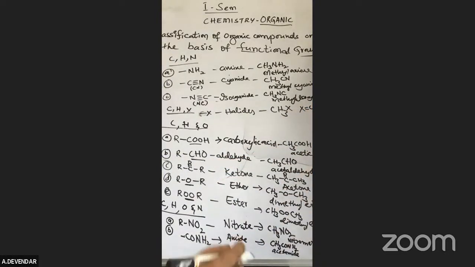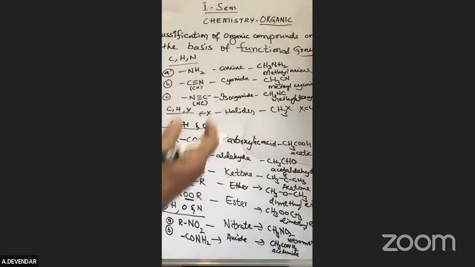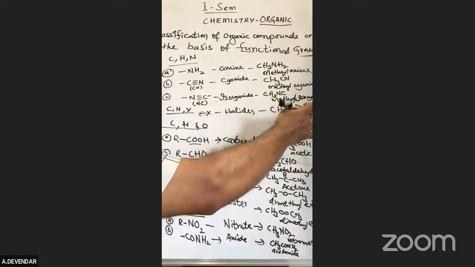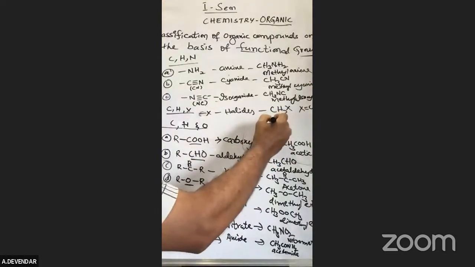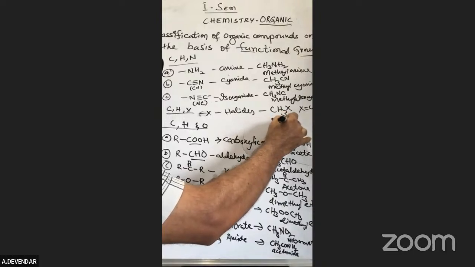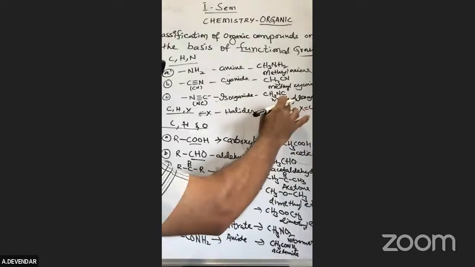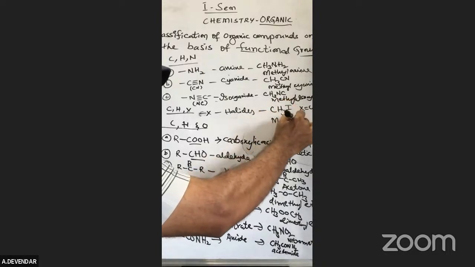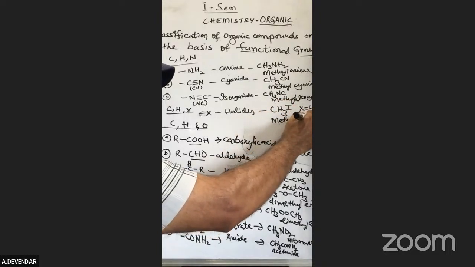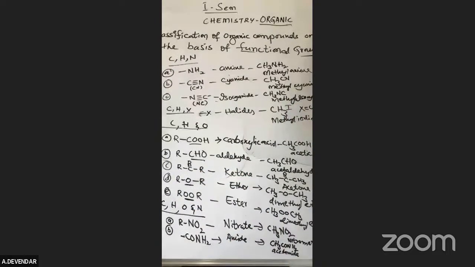Why? Because fluorine is a very small atom and the reaction is very fast; the rate-determining step you can't determine. Iodine is a very slow reaction. In organic compounds we mostly use the halogens chlorine and bromine. So, methyl iodide: instead of X, I'm taking I, methyl iodide. Okay, these are enough for the functional groups.